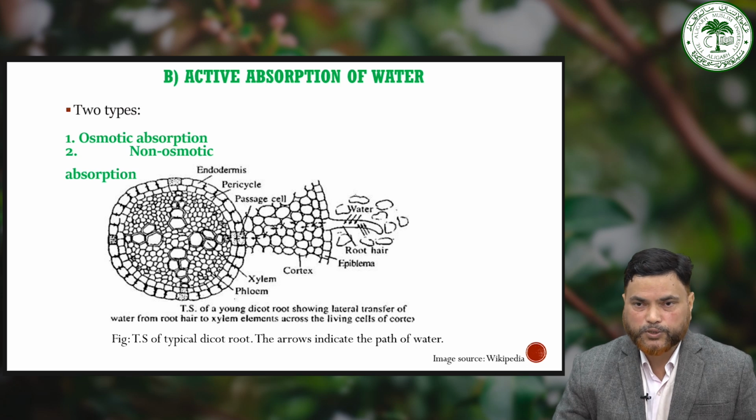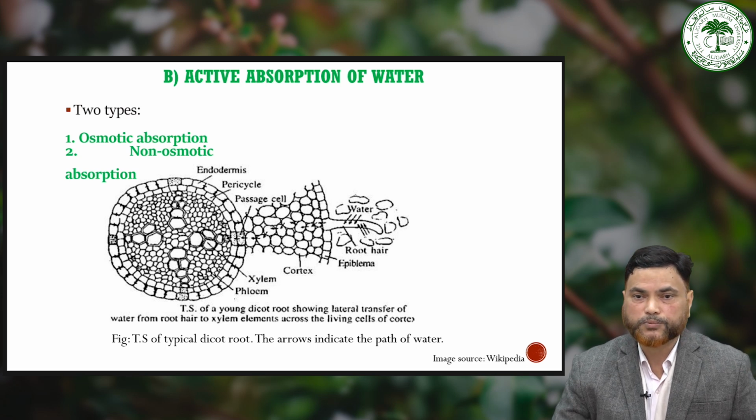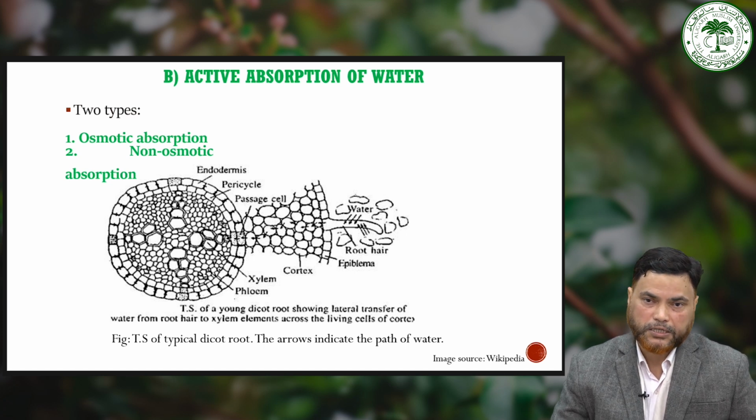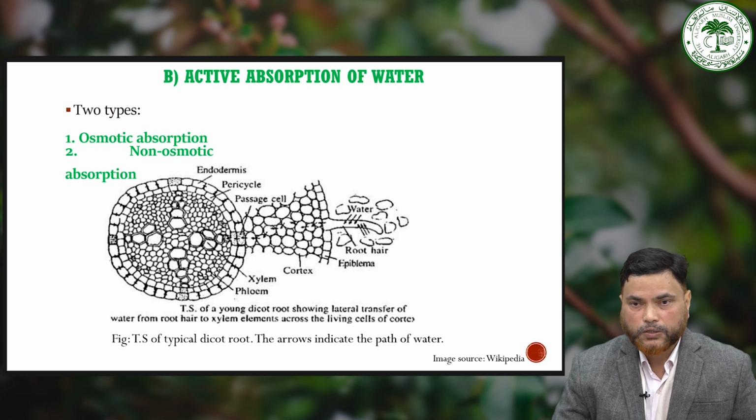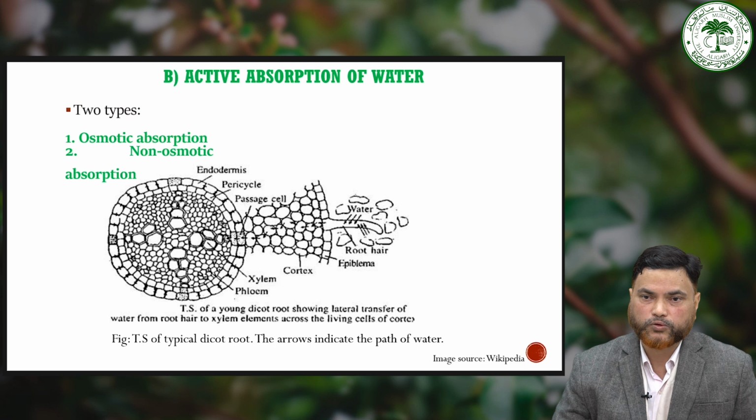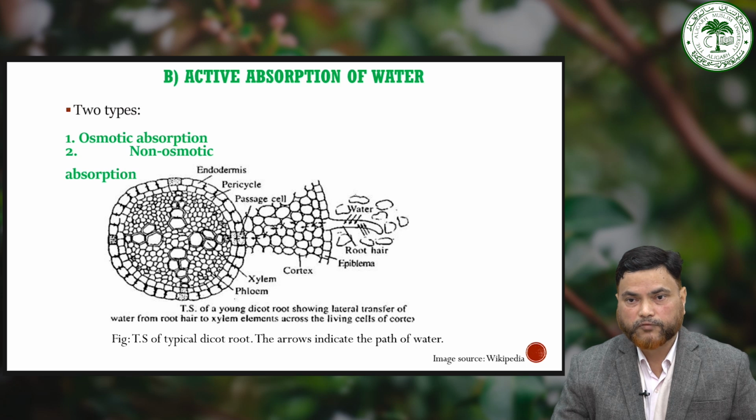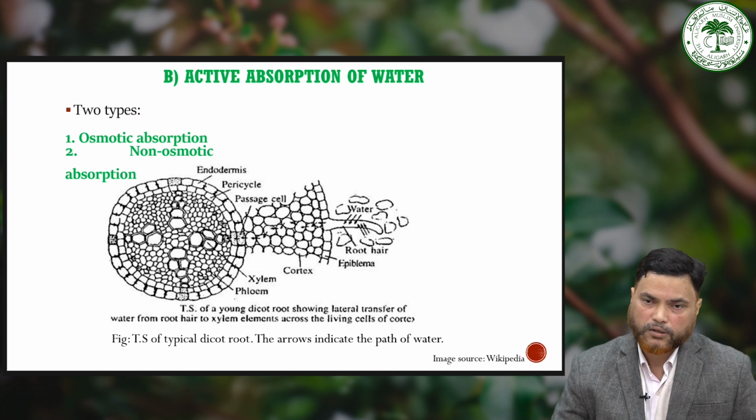Now, the other type is active non-osmotic absorption of water. Sometimes what happens is the solute concentration of the soil is much higher than that of the root cells. So, ideally water cannot pass from the soil to the root due to the lower water potential of the soil as compared to the root cell, but water absorption is mandatory. Therefore, water moves against the osmotic gradient and requires expenditure of metabolic energy. So, this type of absorption of water is known as active non-osmotic absorption.